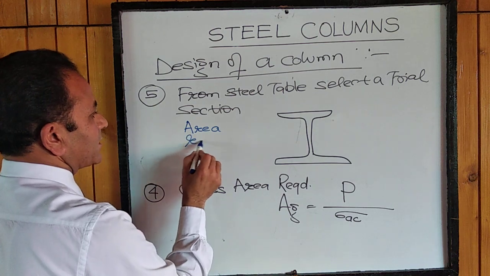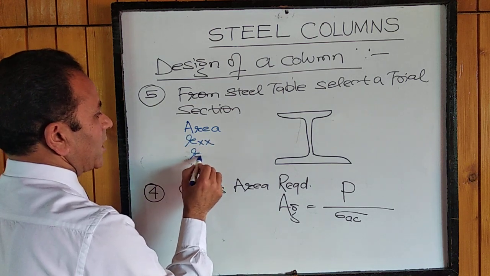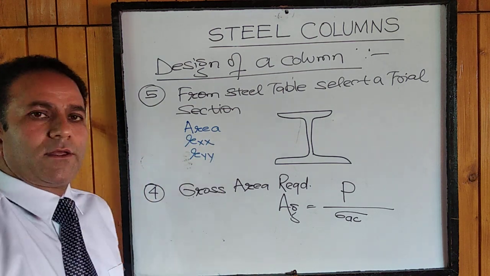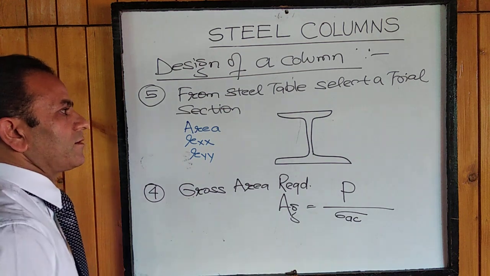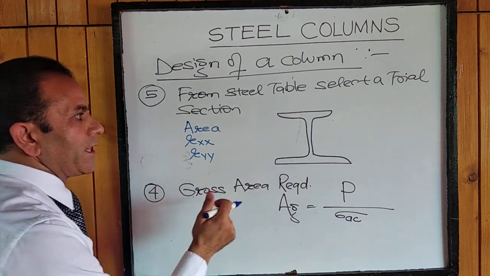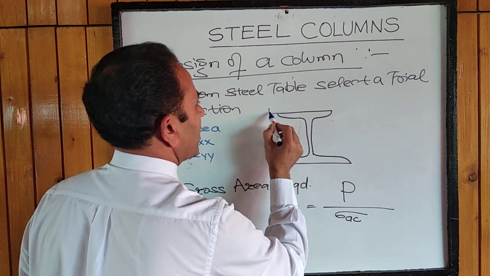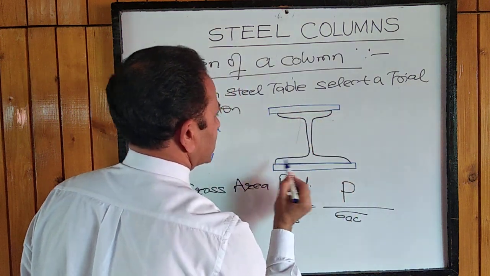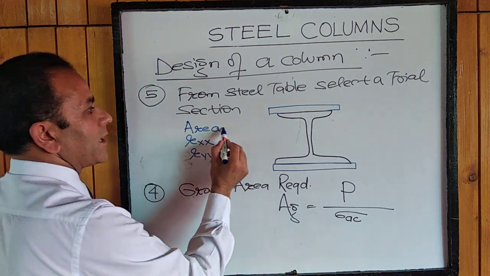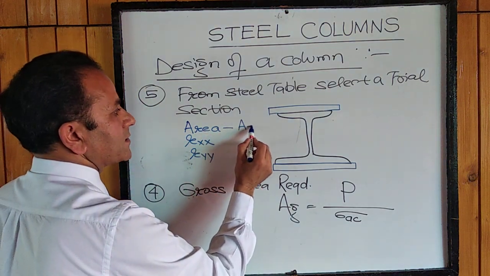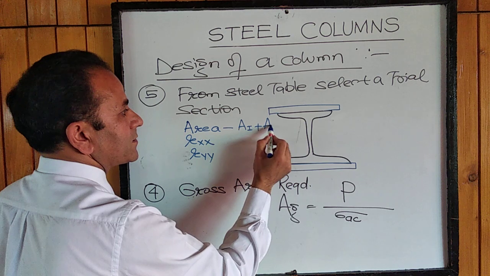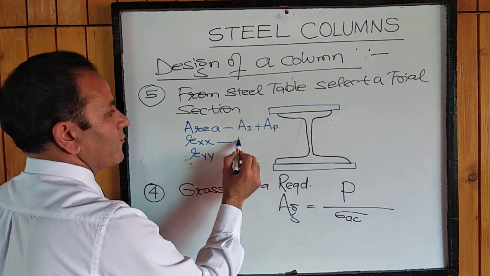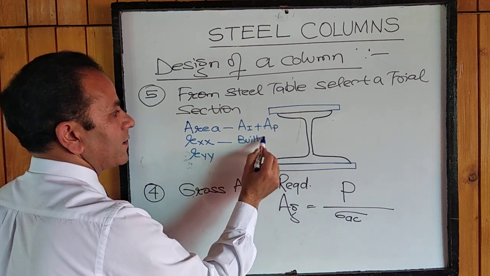I will find out RXX. I will find out RYY. If the section is not providing us the required area and we have to provide certain plates over it, if this is the case, then I will find out the area as the area of ISMB plus area of plates. RXX I will have to find out for the built up section.